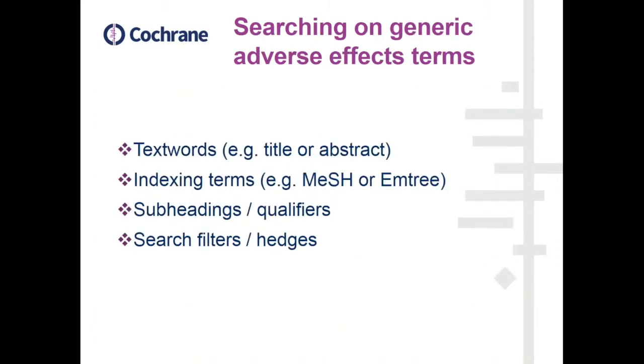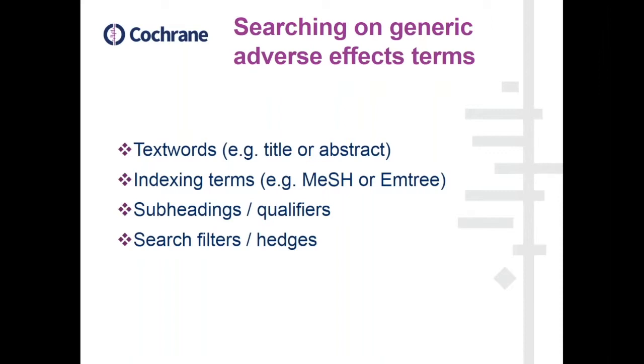So if we're searching on generic adverse effects terms, as I say, such as harm, complication, adverse effect, etc., we need to think about how to do that. There's lots of fields that you can search. You can search for adverse effects terms as text words, for example, in the title and the abstract. You can search for adverse effects terms as indexing terms, for example, in MeSH, in MEDLINE and the Cochrane Library, or in Embase, you could search for the Emtree indexing terms.